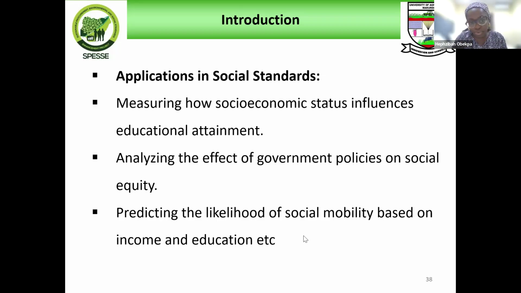So in our second example, we're looking at the effects of government policies on social equity. So this word "on" helps us to know that social equity is the dependent variable and government policy is independent. Please, if I'm talking, kindly mute except you want to talk.